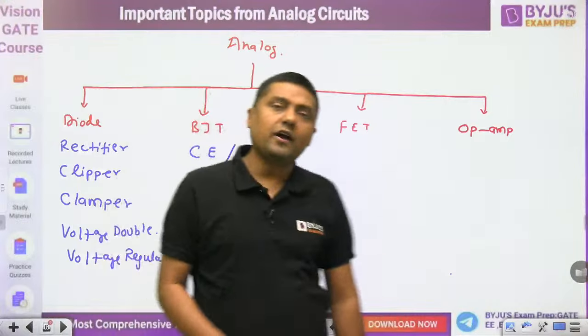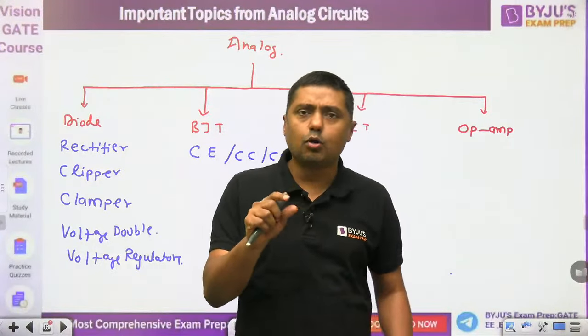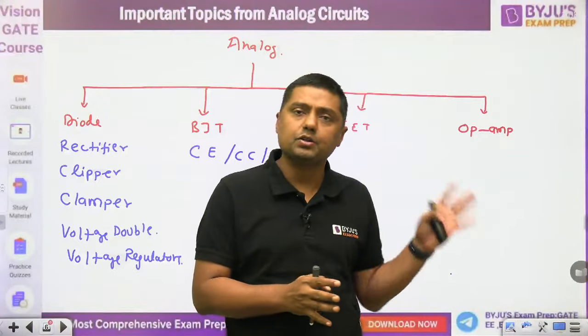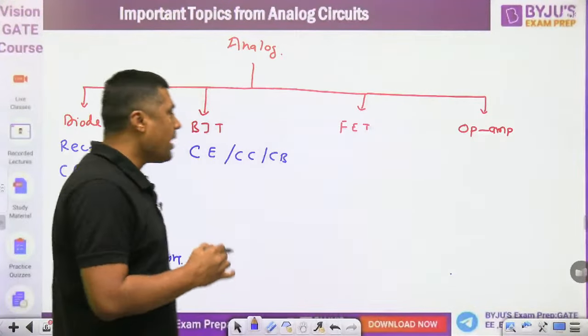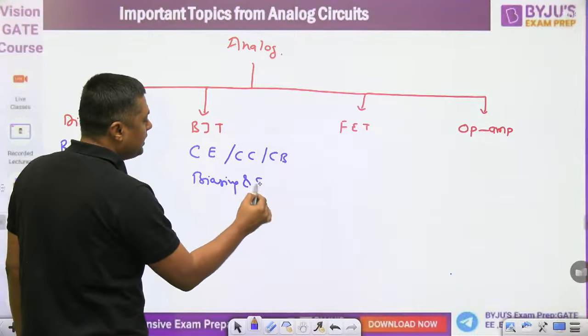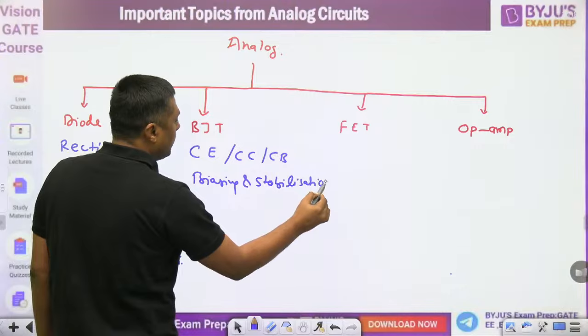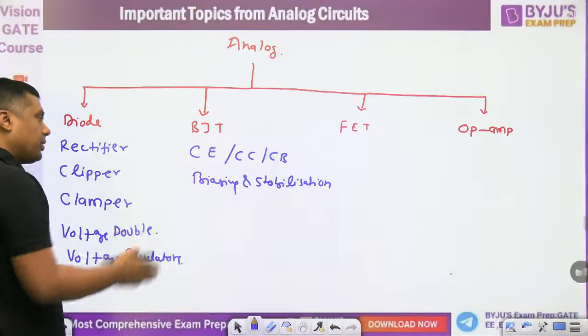Characteristics. And what is the effect of base width modulation? That is the Early effect. That is important. And get the idea about the input and output characteristics and properties of these three. After that, biasing and stabilization. That is very, very important. Biasing and stabilization. Okay, then this topic is over.